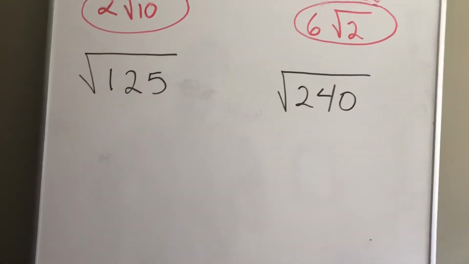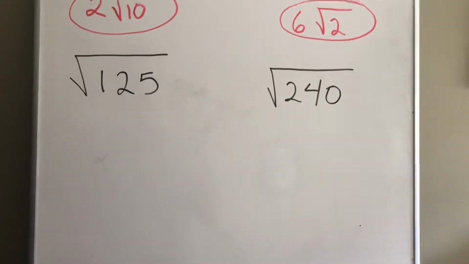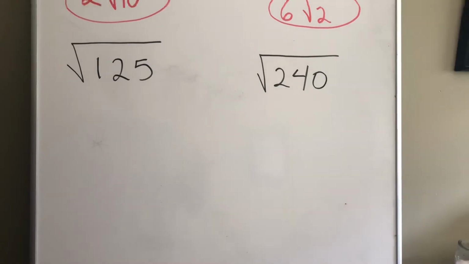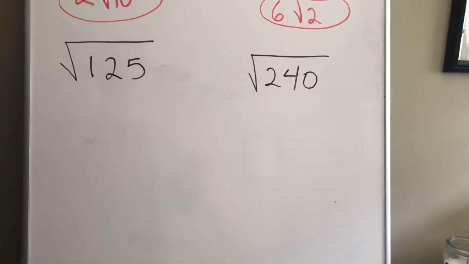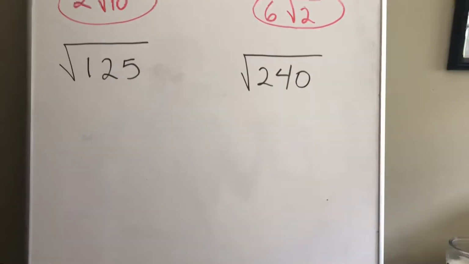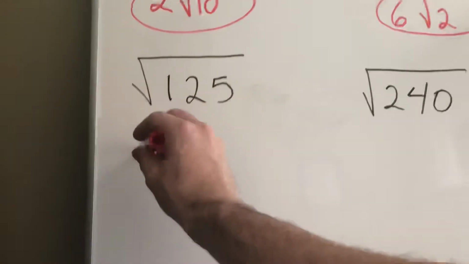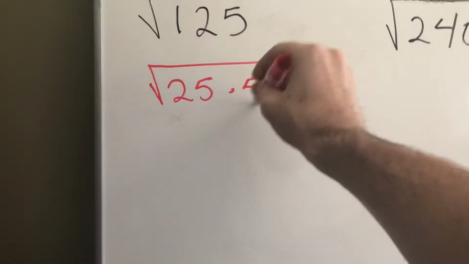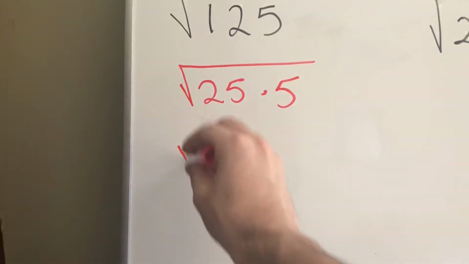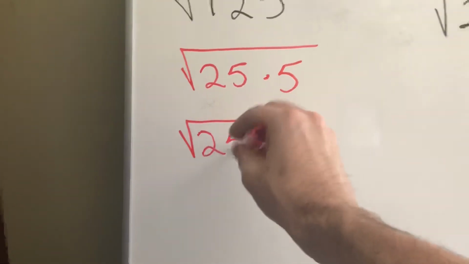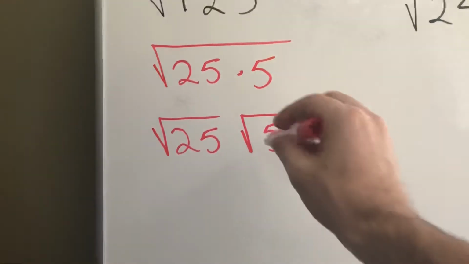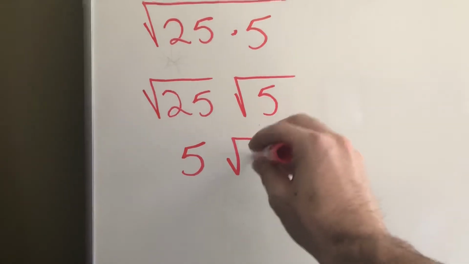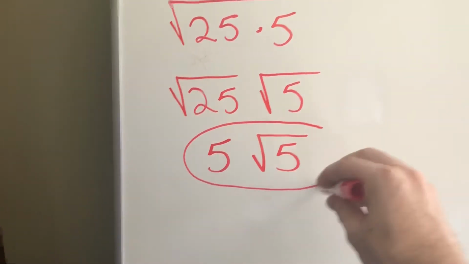Square root 125. Little tip, if you ever see a 25, a 50, a 75, or anything that ends in zeros, it's going to have a perfect square factor of 25. Best perfect square factor here, it's going to be 25 times 5. We'll break them up. I know that the square root of 25 is 5, and root 5 stays as is, and I'm done.